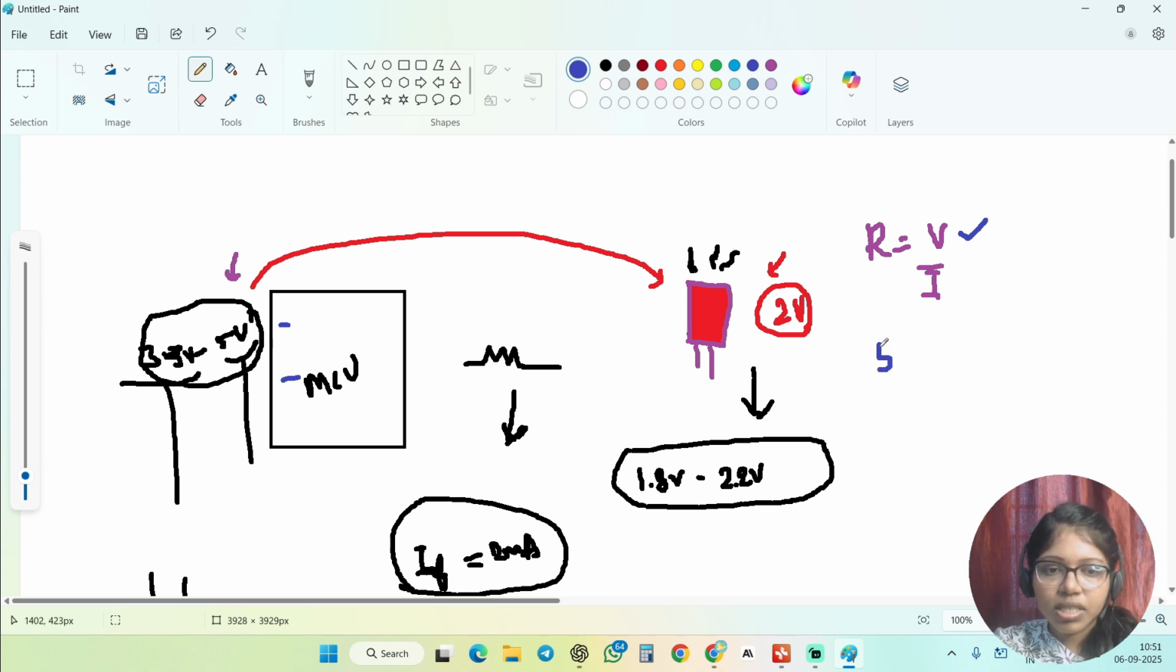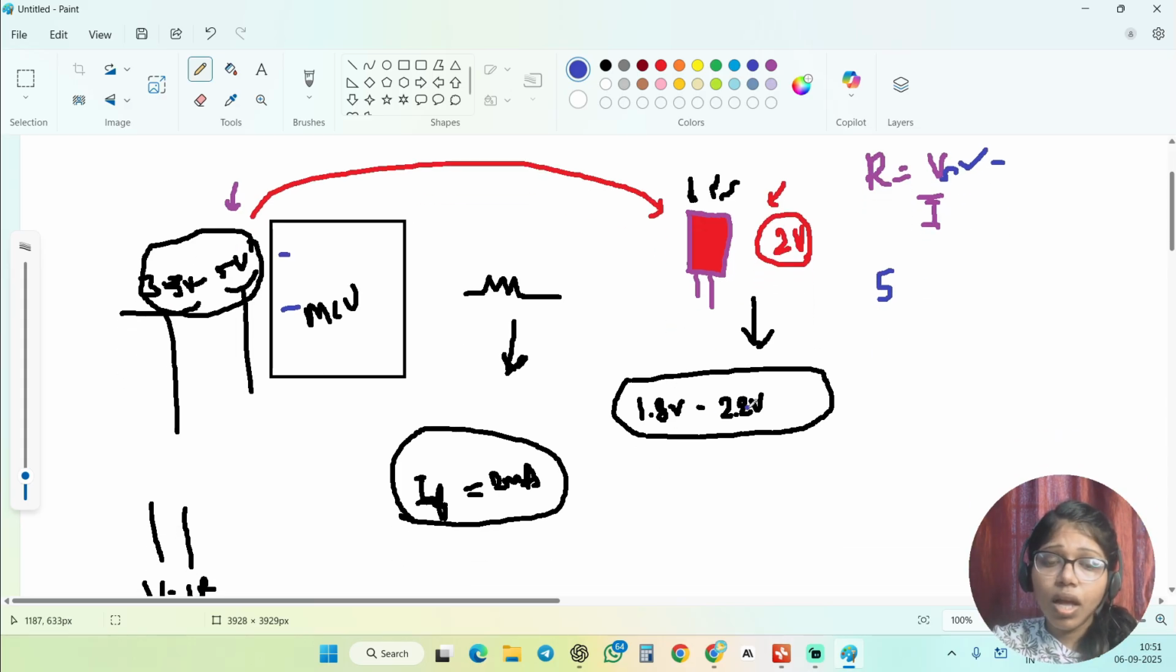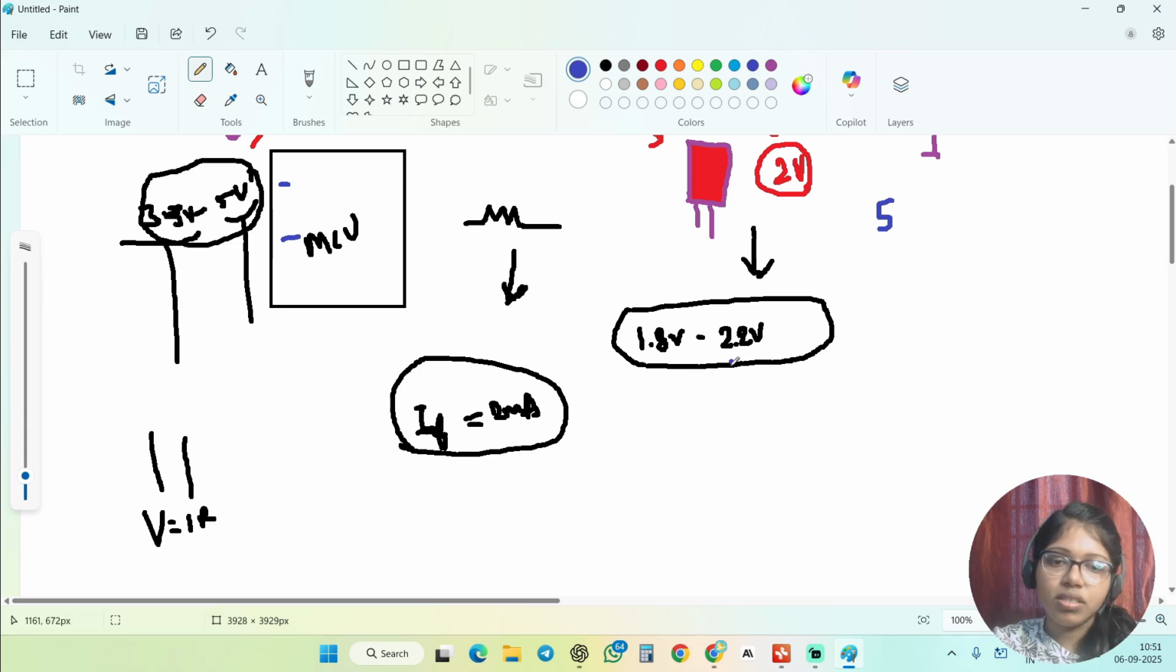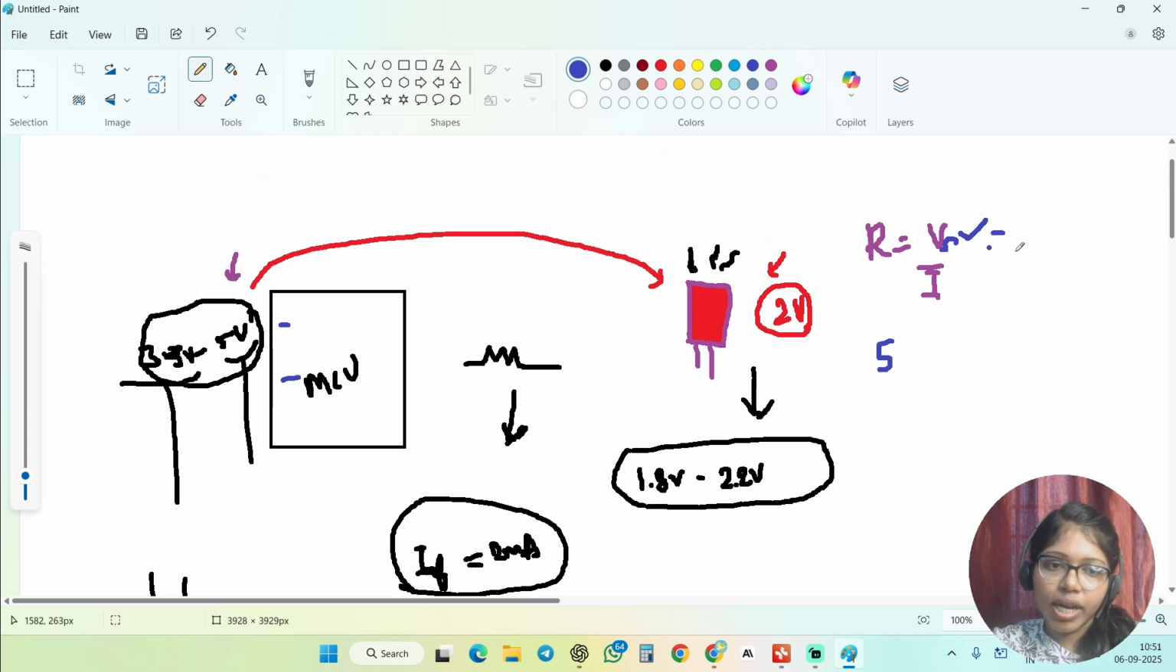For example, if I'm giving 5 volt, you just take the 5 volt; that is called the supply voltage. I give this amount of voltage, but my actual LED voltage is 1.8 to 2.2. For example, I'm taking the maximum voltage, that is called the forward voltage. So you subtract it from the source voltage, and you get how much voltage will be dropped by this resistance.